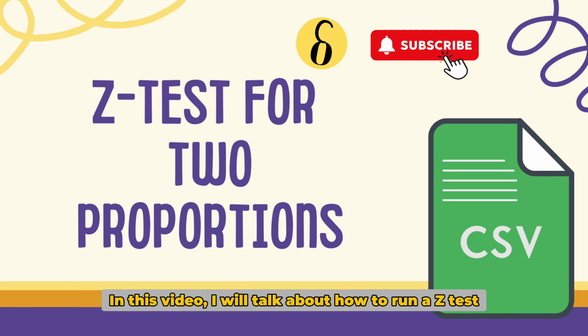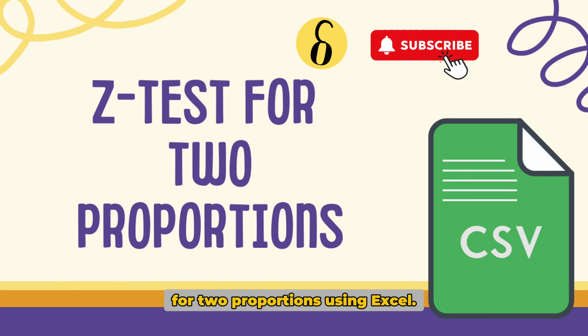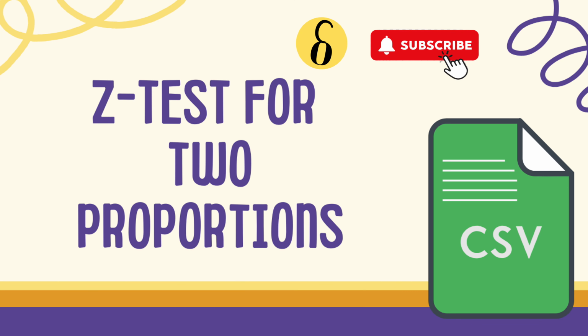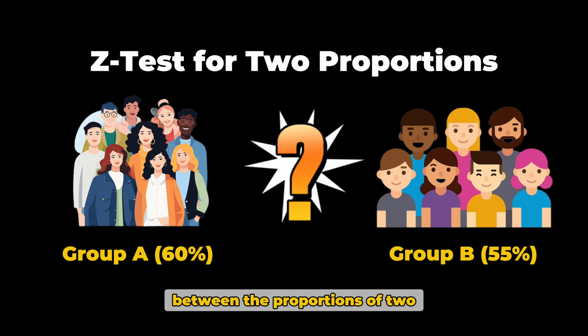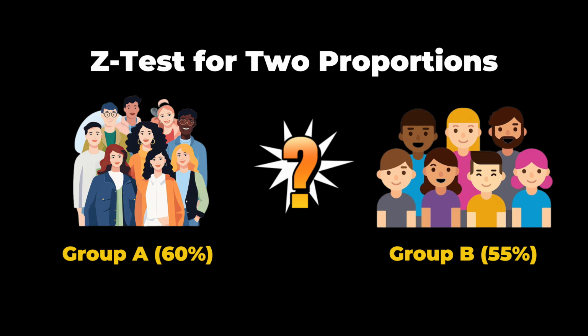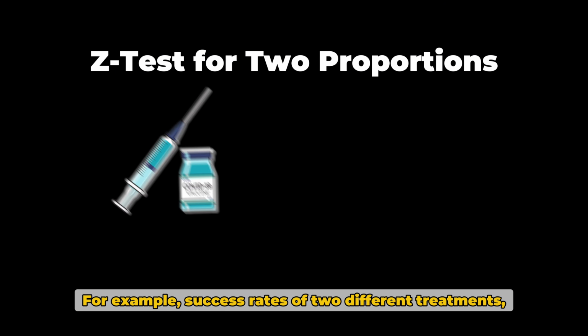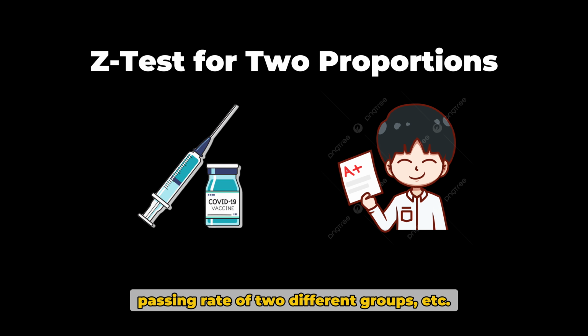In this video, I will talk about how to run a z-test for two proportions using Excel. The z-test for two proportions is used to determine whether there is a significant difference between the proportions of two independent groups. For example, success rates of two different treatments, passing rate of two different groups, etc.